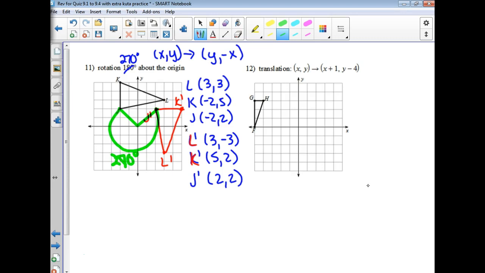All right, as far as this one goes, I want just real quick to make sure you understand this notation. We already did one like it. You just add 1 to the x's and subtract 4 from the y's, and you can move them.